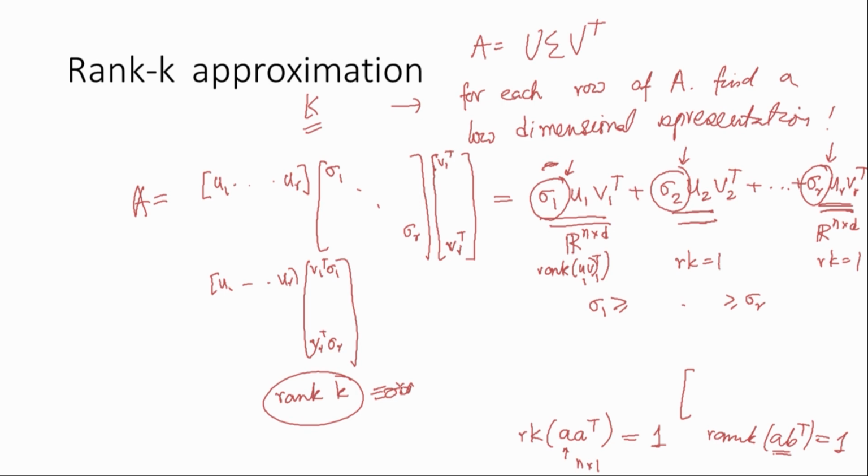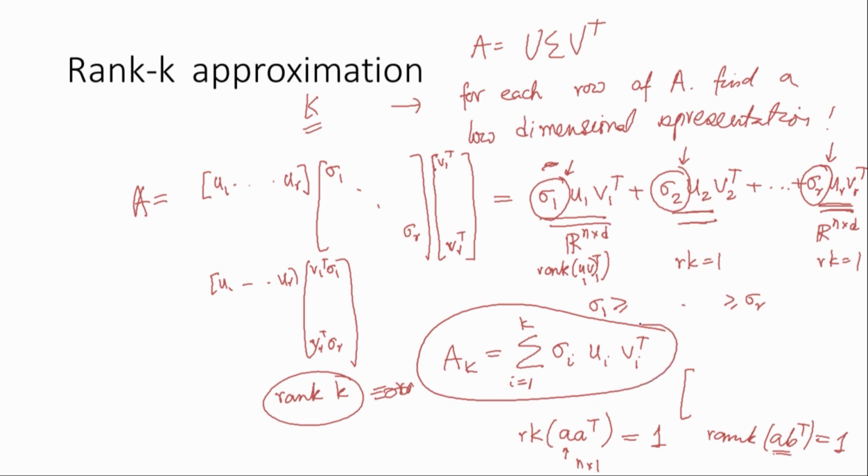So this is called A_k. Let me call this A_k, which is really the sum for i equal to 1 to k of sigma i u_i v_i transpose. So this is the intuitive definition of A_k. And what we'll then see is that this intuition actually carries a lot of weight: this A_k is really the best rank k representation of A in a number of ways, according to a number of definitions. So let's go over these.